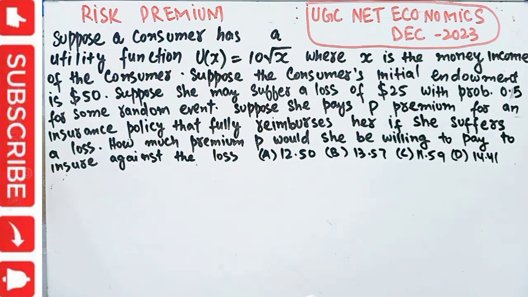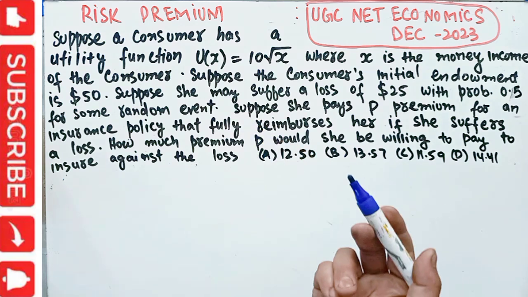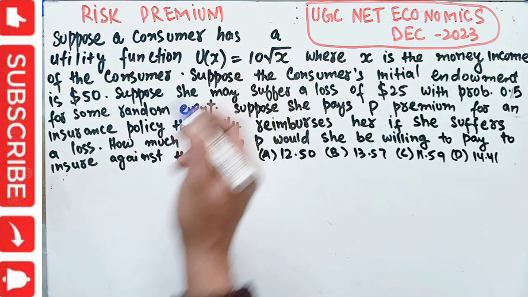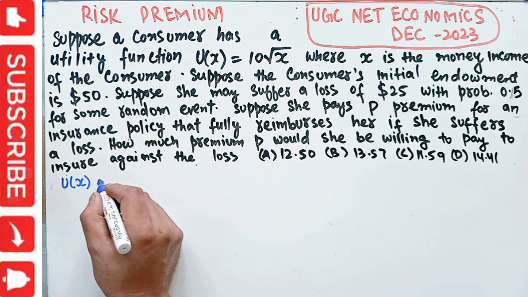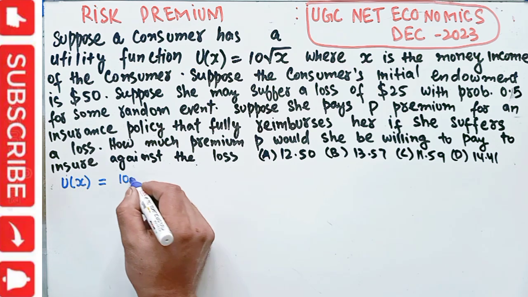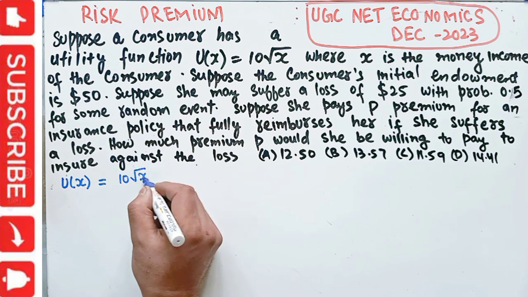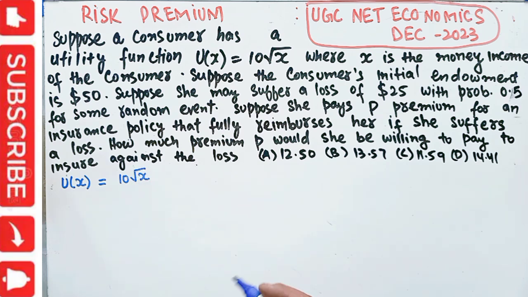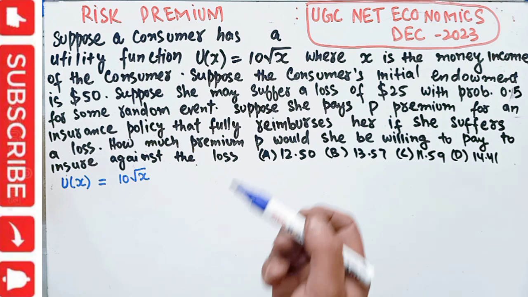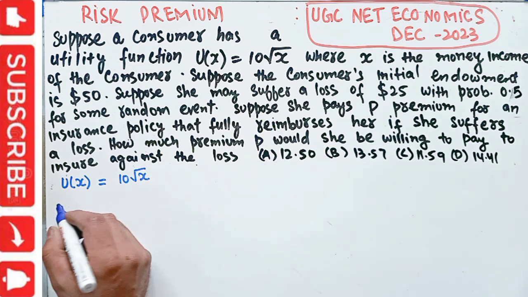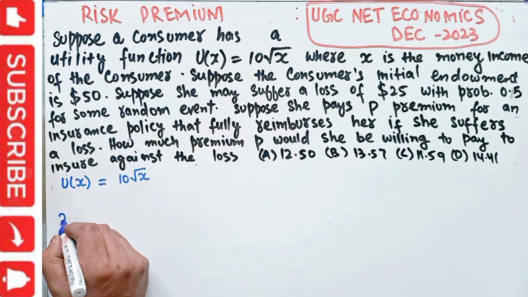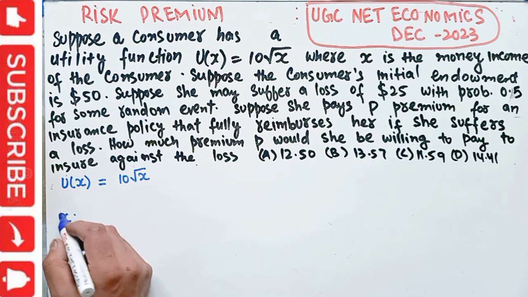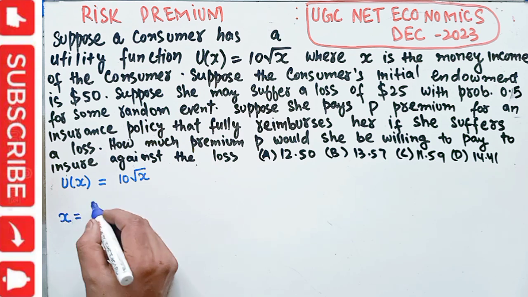Okay. So what we are being given, we have a situation, and let's first write the utility function. Utility function for this consumer is equal to 10 under root x. Okay, this is the utility function for the income. We are being told, and let me write it here, what will be the total wealth. Let us denote x as the total wealth.